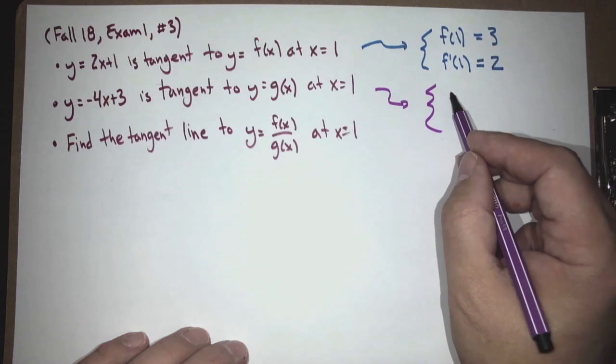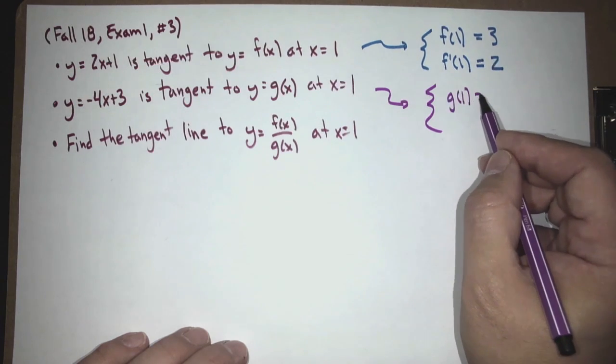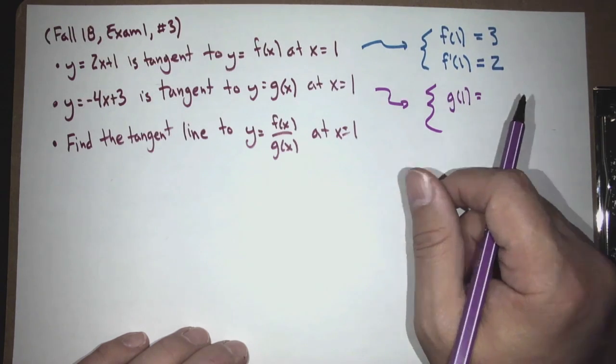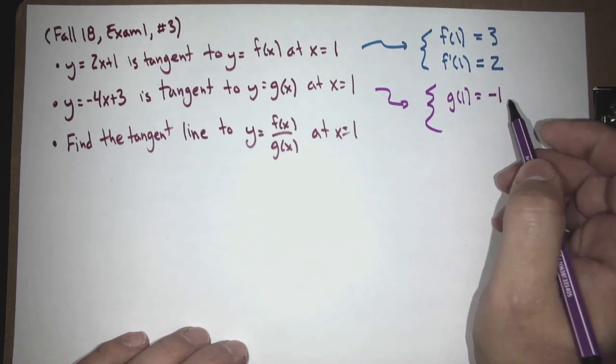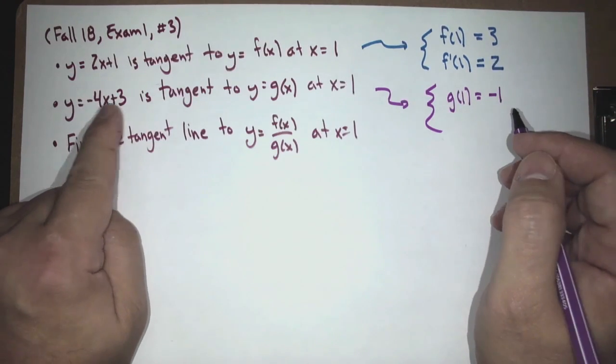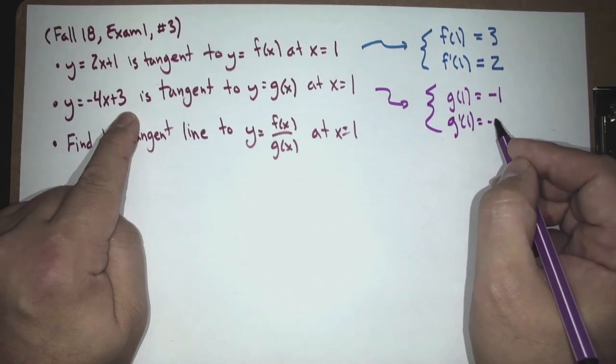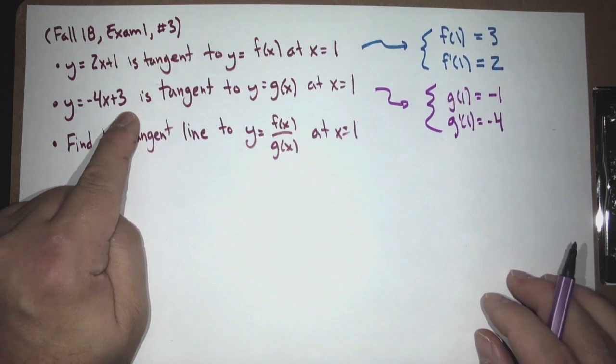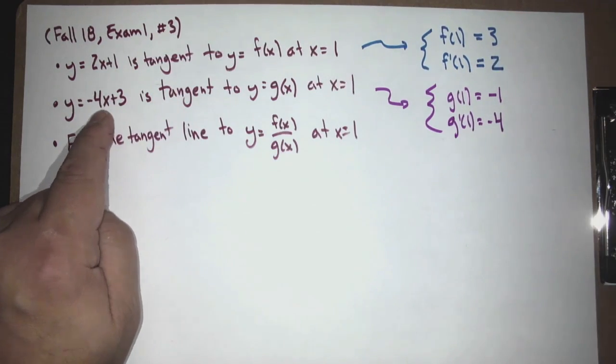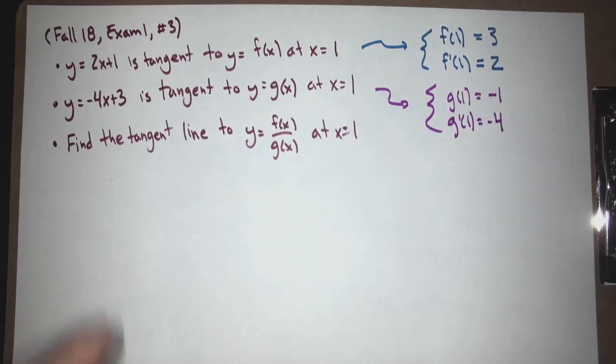Do we know what G of 1 is? Negative 1. How do we get negative 1? Plug in 1. Do we know what G prime of 1 is? Negative 4. How do we get that? Well, we can take the derivative, or we just read off the slope. All right? So far, so good?